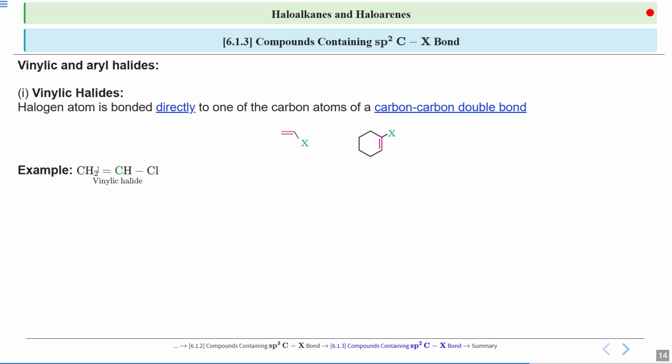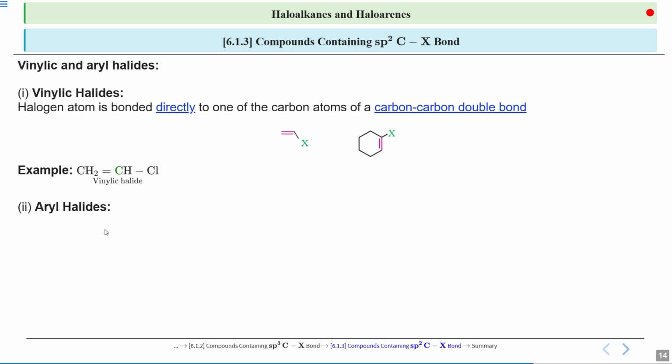The example is CH2=CH-Cl. Here if you notice, the chlorine is a halogen and it is attaching with this carbon, which is forming a double bond with CH2. So you can say that chlorine is attaching with an sp2 hybridized carbon, or one of the carbon atoms of the carbon-carbon double bond. So this is an example of a vinylic halide. The halogen, chlorine, is here.